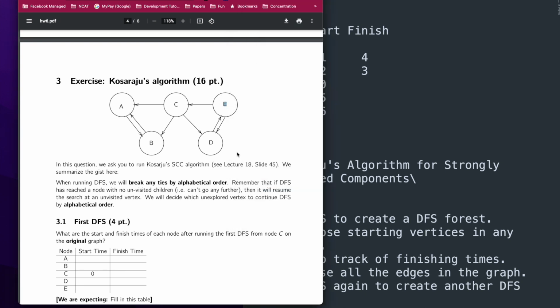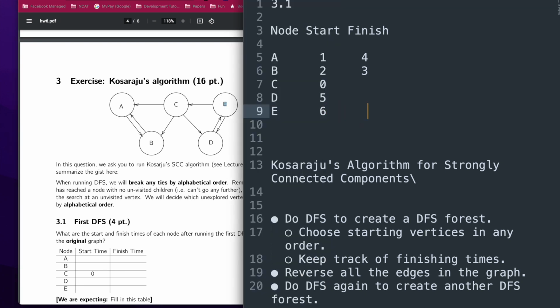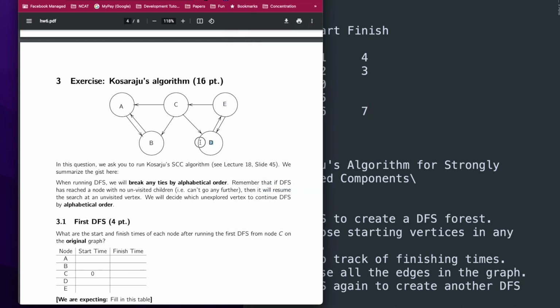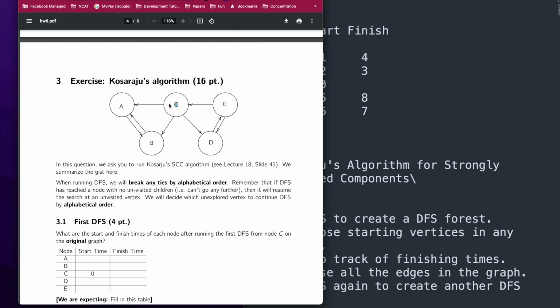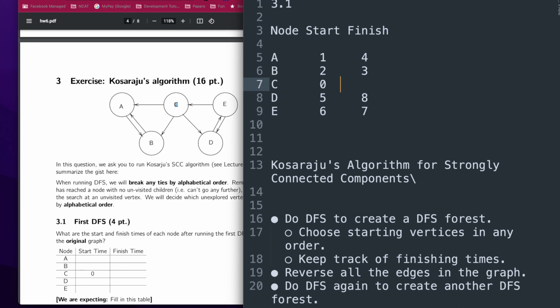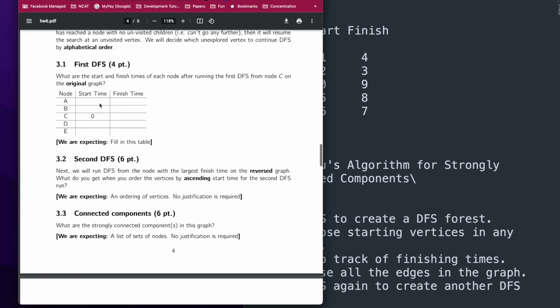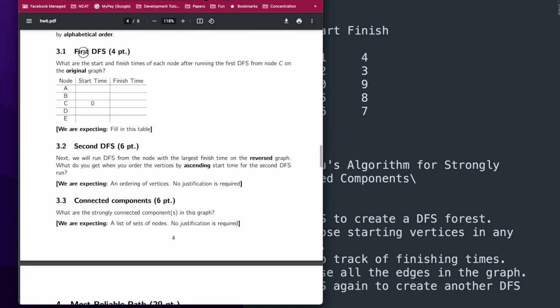And you'll notice this is the last node in the graph. So we immediately finish with a finish time of 7. We pop back out into D, and D has nowhere else to go. So D finishes with a finish time of 8. And then we pop back into C, and C finishes with a finish time of 9. So that should give you your start and finish times for DFS, which is essentially what this is expecting you to do.